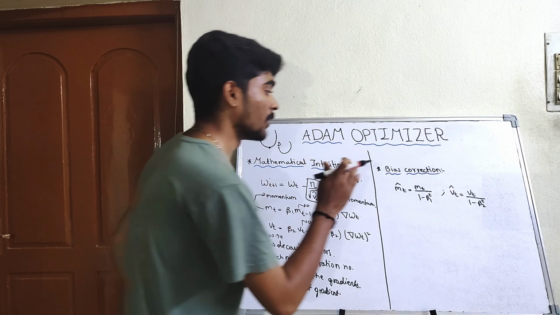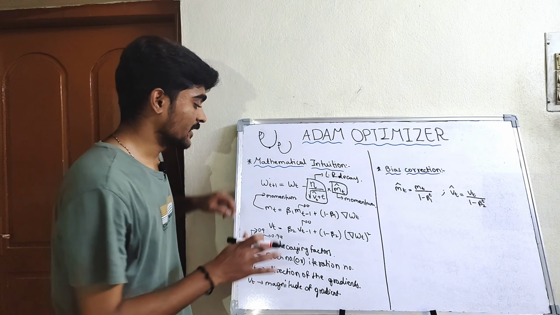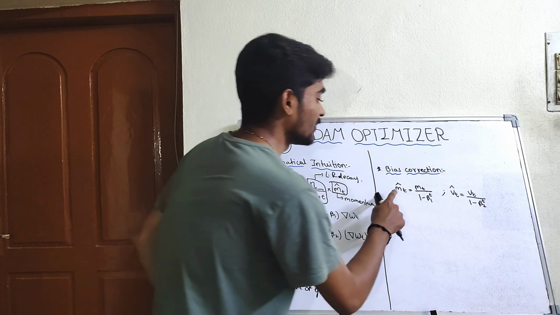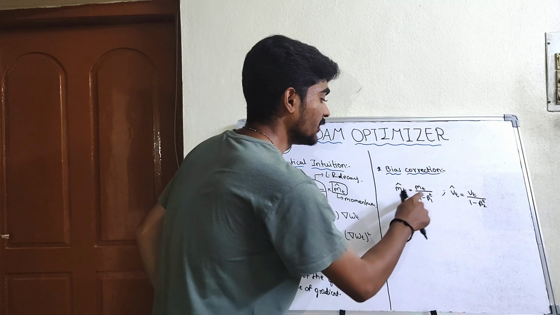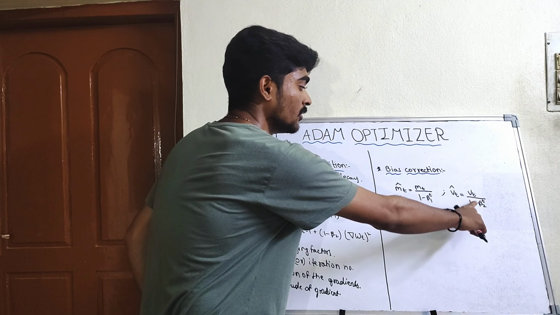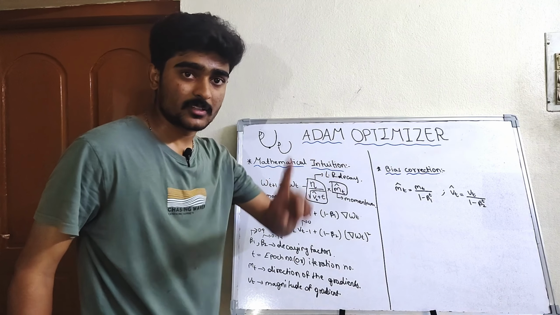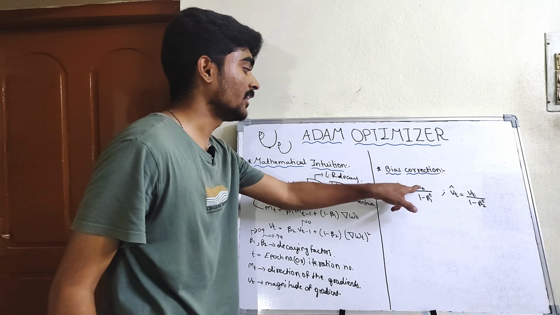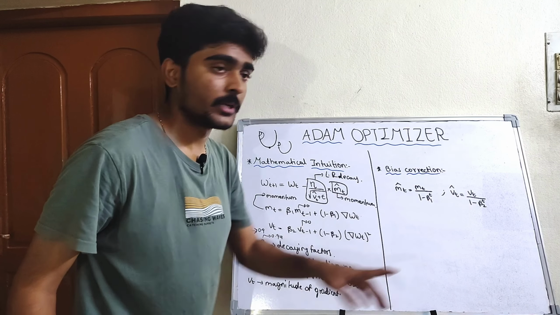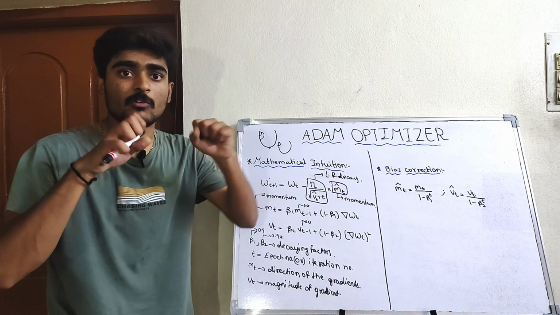Now we apply bias correction by this formula. First we calculate mt and vt, and on these we apply bias correction, that is, m cap of t is equal to mt divided by 1 minus beta 1 to the power t, and v cap of t is equal to vt divided by 1 minus beta 2 to the power t. Here t represents the epoch number or iteration number, this mt is from here and this vt is from here, and beta 1 and beta 2 are our decaying factors. This is basically what this formula represents.